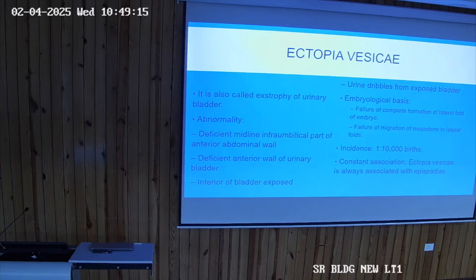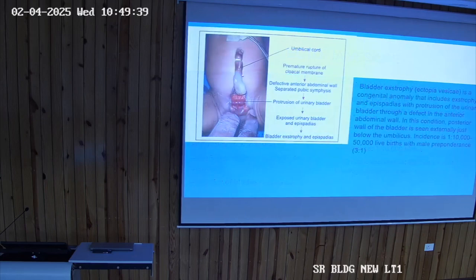एपिस्पेडिस के साथ में यूजुअली ये होता है एक्टोपिक वेसिकल. तो ये बेसिकली किसकी वजह से है? Either failure of complete formation of lateral fold, failure of migration of mesodermal cells in the lateral fold. There is deficient lower interior abdominal wall, deficient interior wall of the bladder, and there is mucosa that is exposed to exterior. This is ectopic vesicae. Vesicae word we use for the urinary bladder.